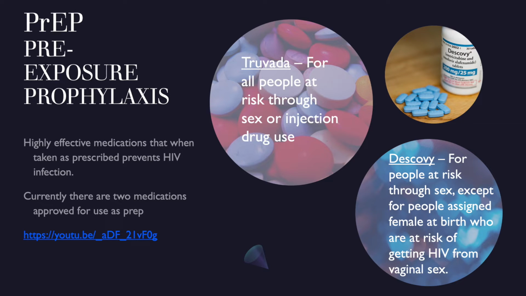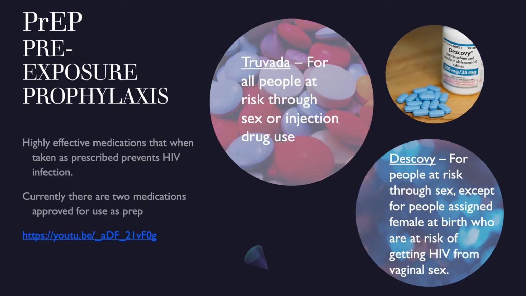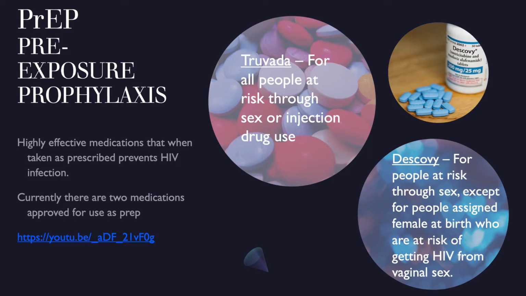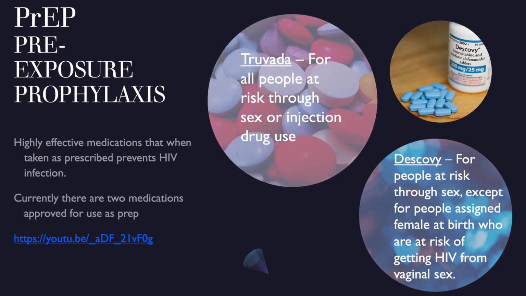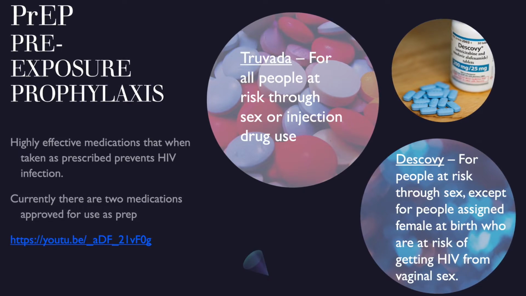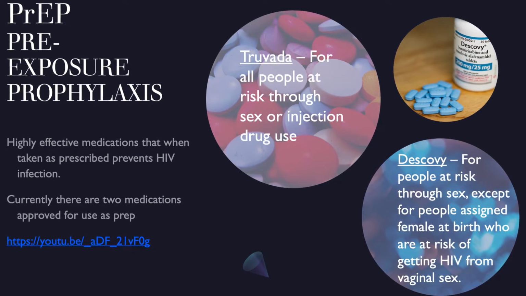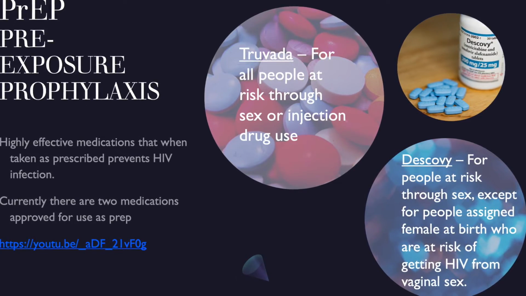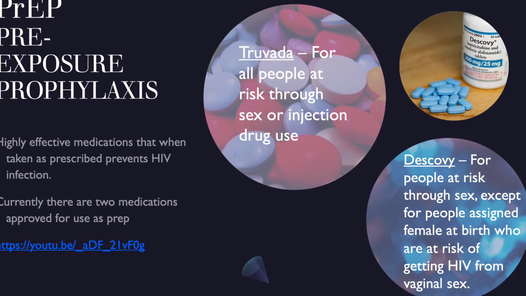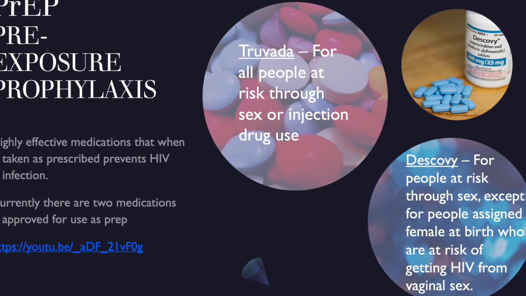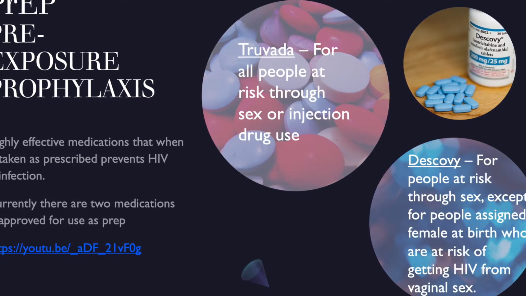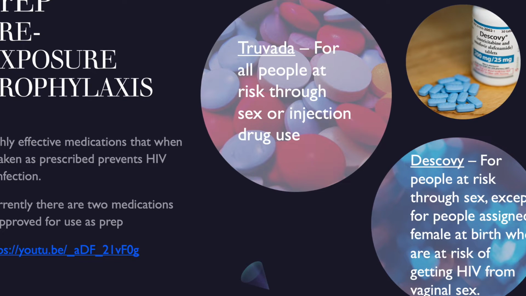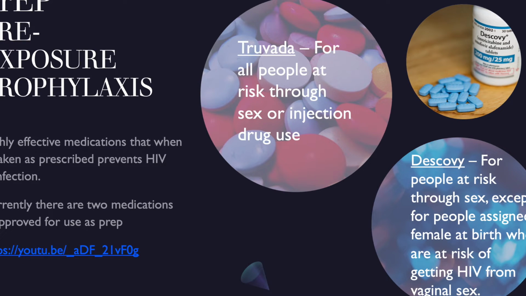Okay, and I just wanted to touch on the medication I mentioned before Steph was chatting with you about, PrEP. This is the medication that you can take, and it's highly effective. It's taken as a prescription, so you do have to get that from the doctor, and it's prevention against HIV before a risky event. Currently, there are 2 medications approved for this: Truvada, which is approved for males and females, and Descovy, which is approved for everybody except for people assigned female at birth who are at risk of getting HIV from vaginal sex.